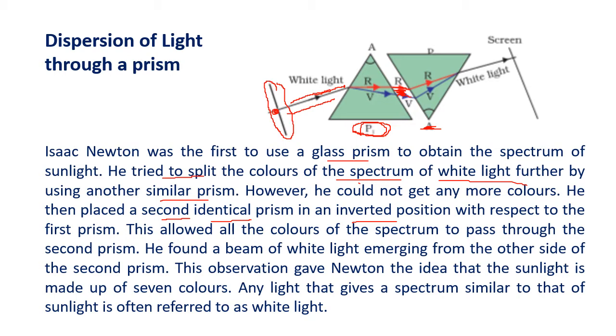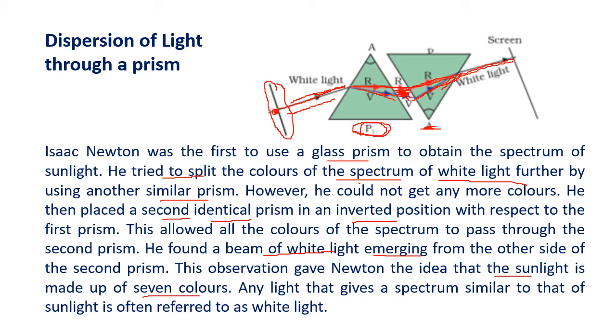What happened here? Here, red light bent little and violet bent more. But here violet is bending in the opposite direction more and red is bending little. And they all merged to give out which light? White light. So here the white light split into 7 colors, and the 7 colors merged to give out white light. So it was found out that a beam of white light emerges from the other side of the second prism. So Newton got the idea that sunlight is actually made up of 7 colors.